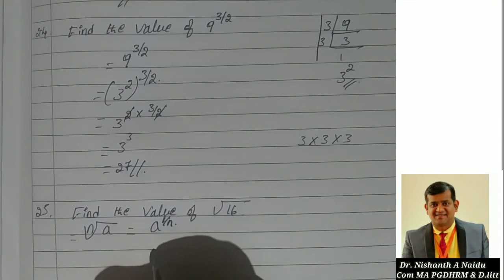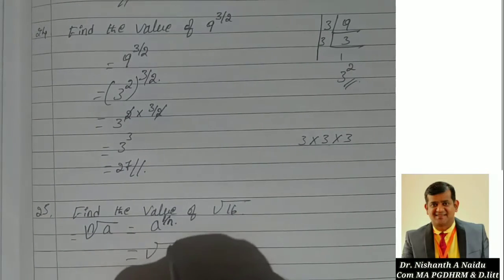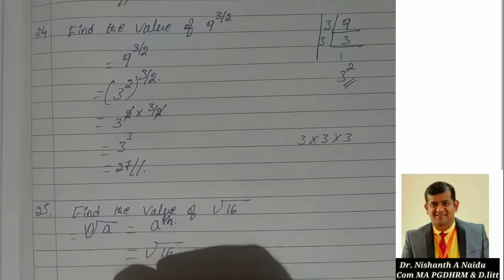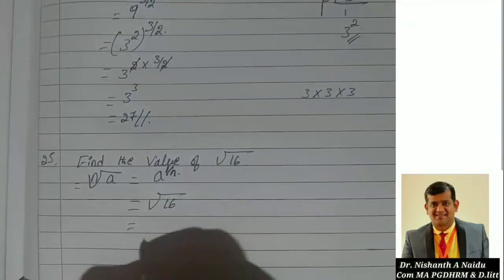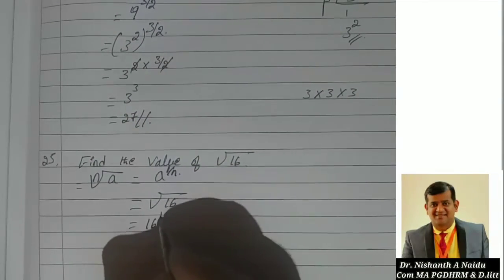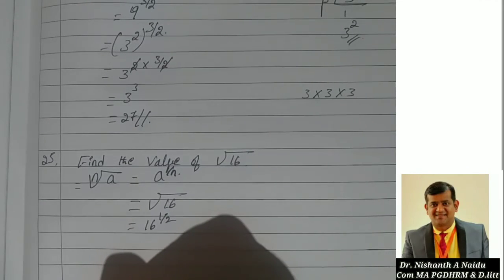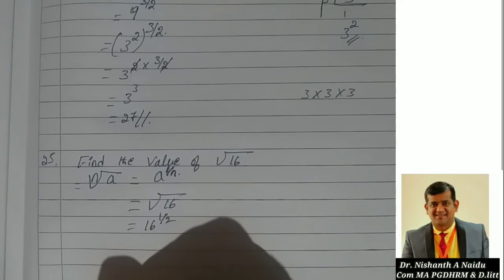So now let us apply this law. When I remove this root, that is root 16, it becomes 16 to the power 1 divided by 2. Correct? 16 to the power 1 divided by 2.